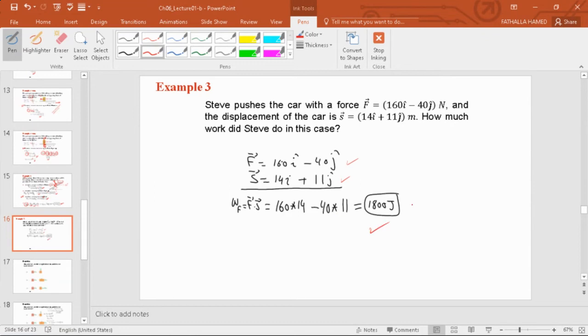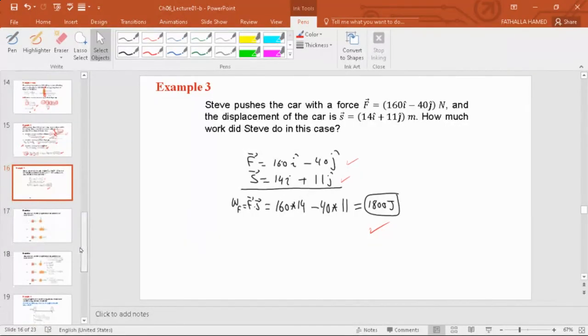So that's a dot product and how you deal with it. Okay. That's how you calculate work done by a constant force. Is this clear?